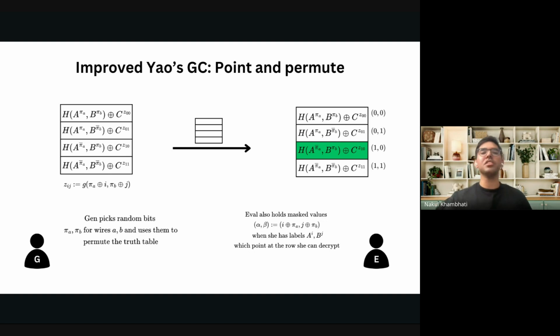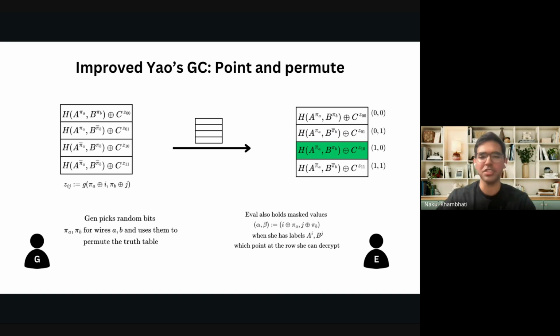Along with this, we now arrange for the evaluator to somehow learn these masked values, which I've written on the right. These masked values are the underlying value, which we keep hidden from the evaluator, XOR with the permutation bit, which again, we keep hidden from the evaluator, but the gobbler knows. So individually, these two values should be kept secret from the evaluator, but it turns out that it's okay to leak the XOR of the values. And it's incredibly useful to do this because now the masked value that the evaluator holds points exactly to the row in the encrypted table that she has the labels to decrypt.